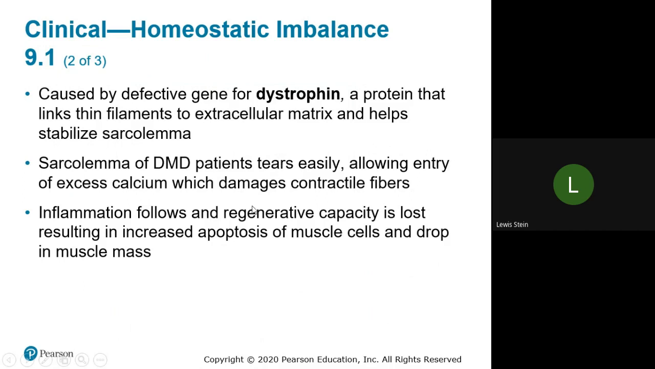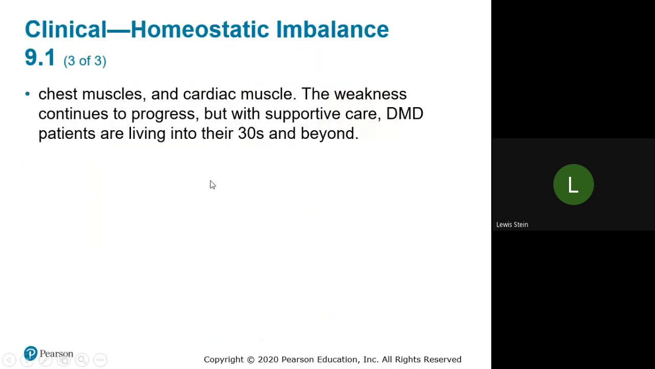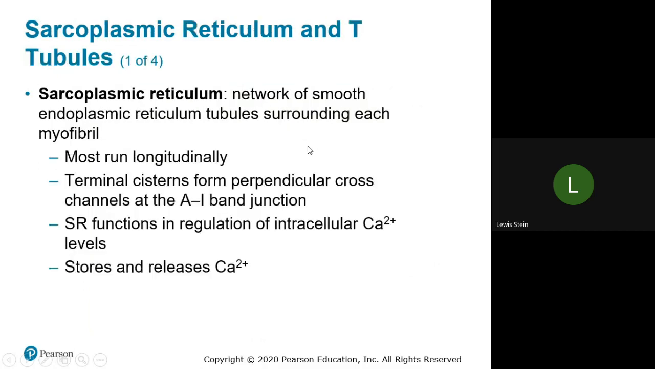The whirlwind of popularity. Okay, so I need to show you a picture, etc., etc. Supportive care has improved a lot.